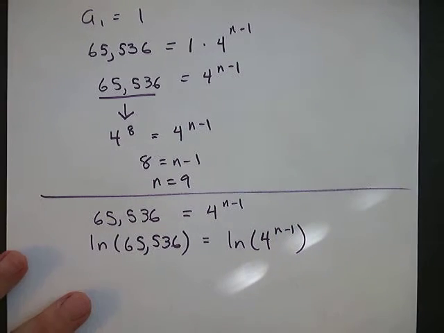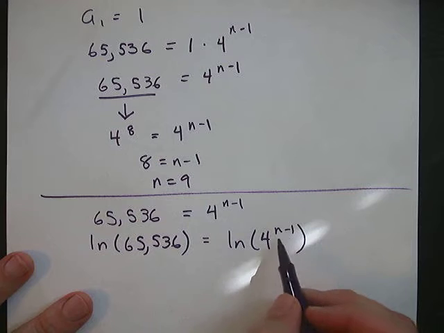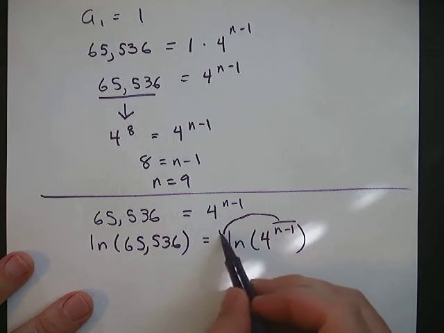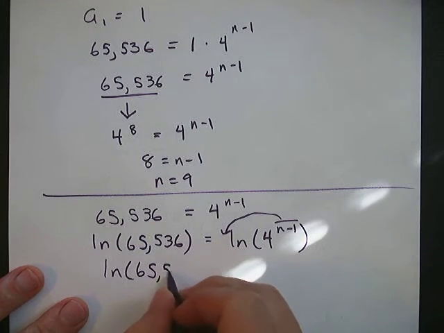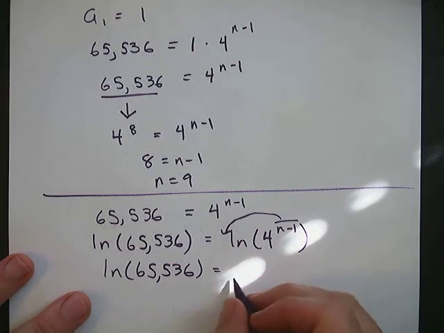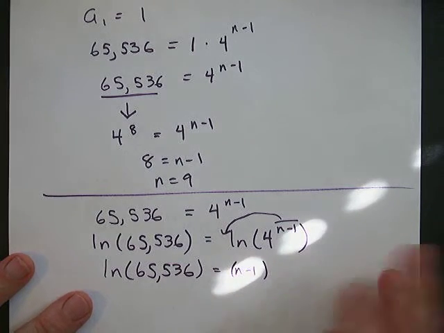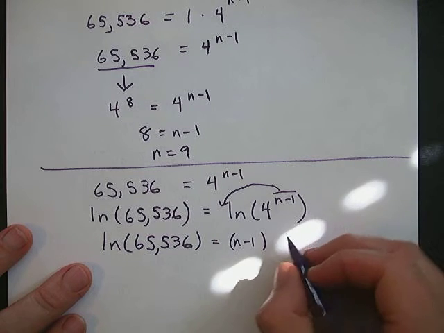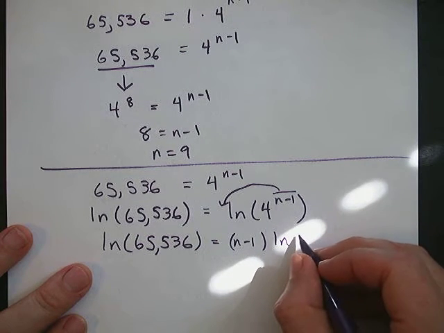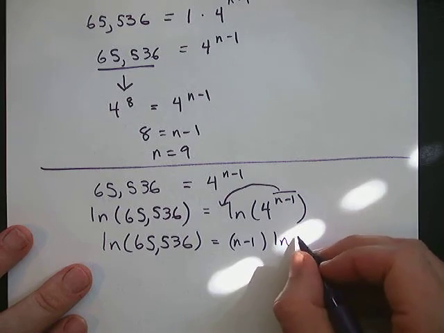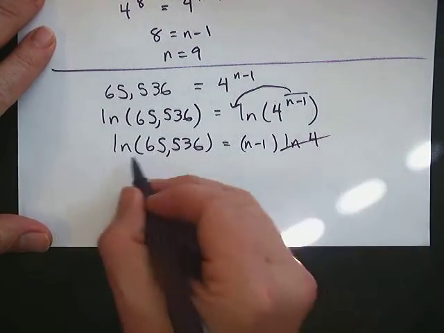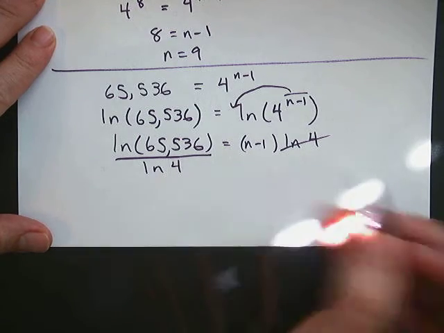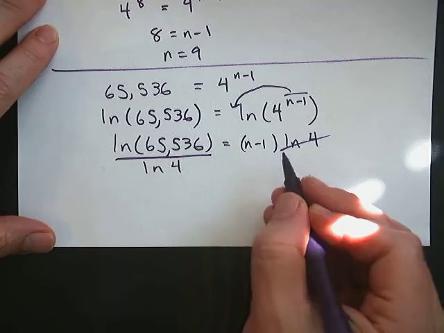The reason I use the natural logarithm is because there's a rule that says you can take this exponent and kick it out front like this. So this becomes ln of 65,536 equals n minus 1 times ln of 4. The exponent's gone now. We're still solving for n, so I'll just divide by ln of 4 on the other side. So whatever this is equals n minus 1.